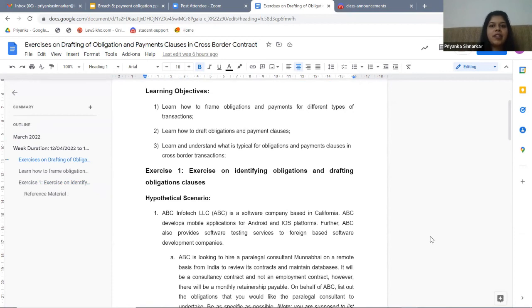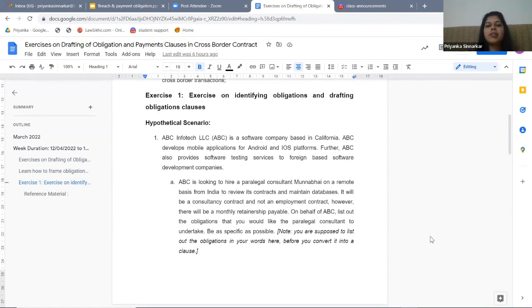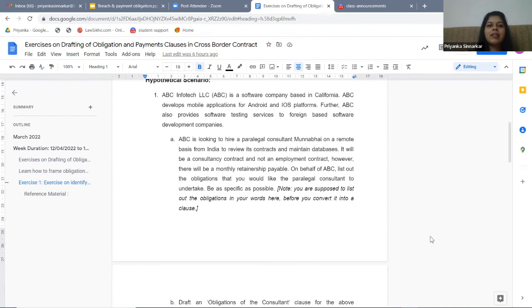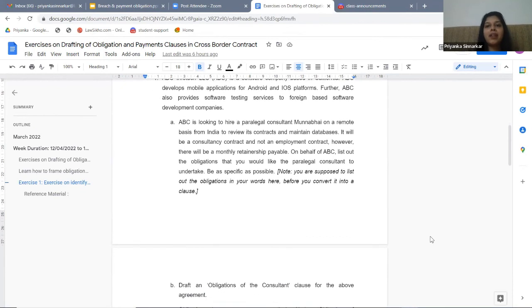So your first exercise is about a company which is an LLC, a software company in California. They want to hire a consultant, a paralegal consultant, on a remote basis, whose name is Munna Bhai. I'm sure all of you are going to love it. So it will be a consultancy contract and not an employment contract.